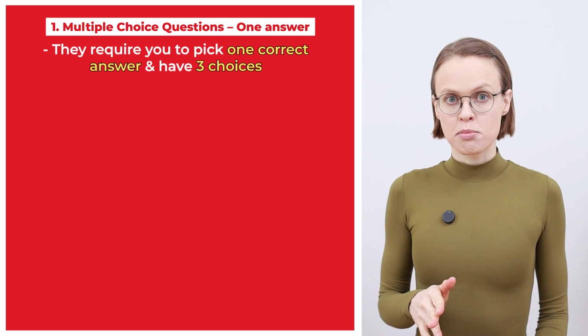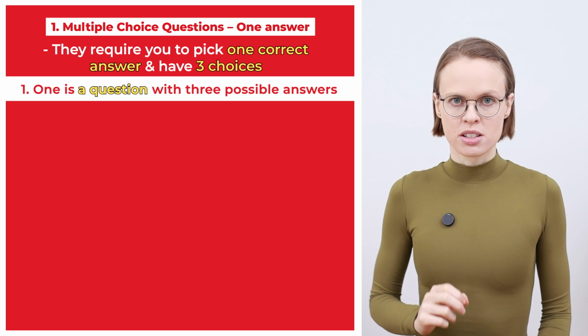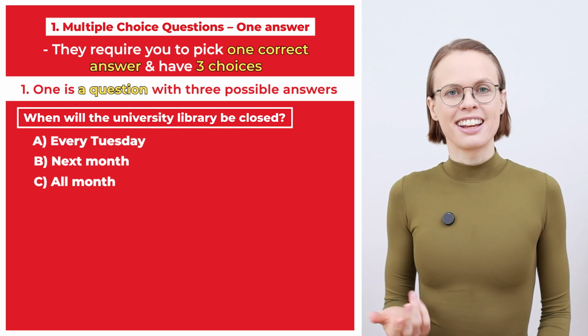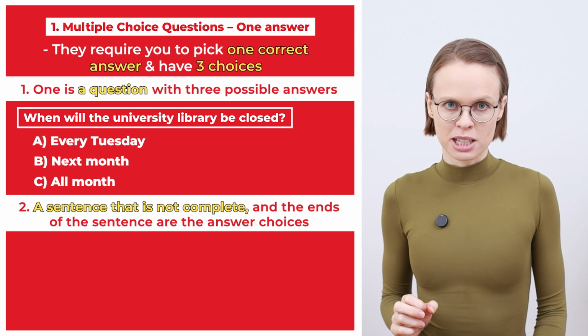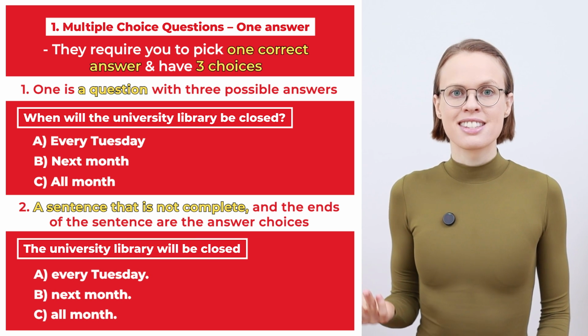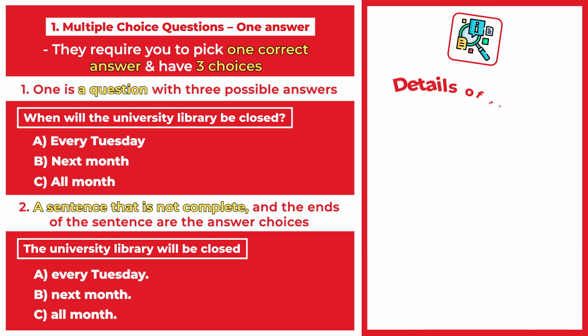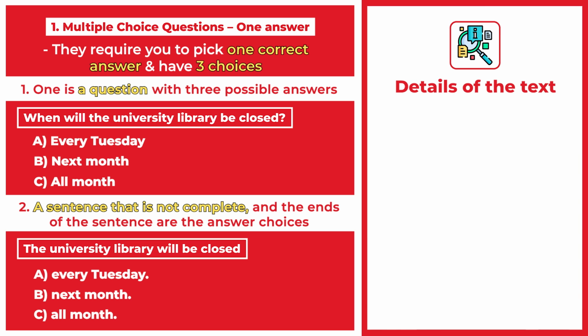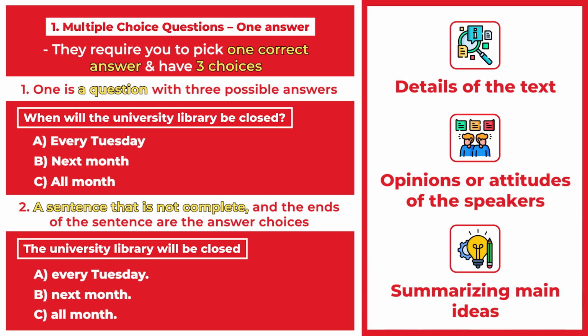The questions can be formed in 2 ways. One is a question with 3 possible answers, for example, like this one. The other style is a sentence that isn't complete, and the ends of the sentence are the answer choices. These questions may ask about details of the text, but they may also ask about opinions or attitudes of the speakers. They could be summarizing main ideas too.